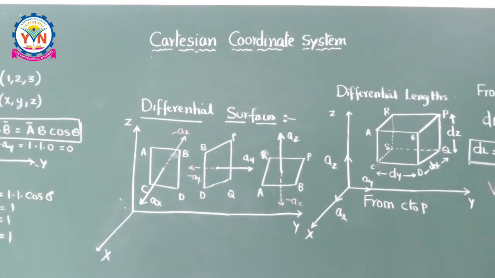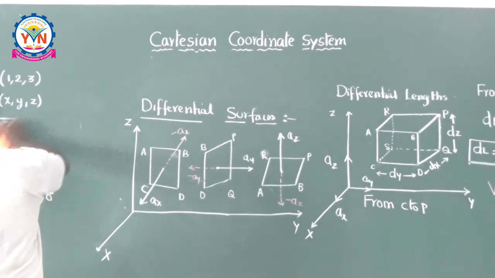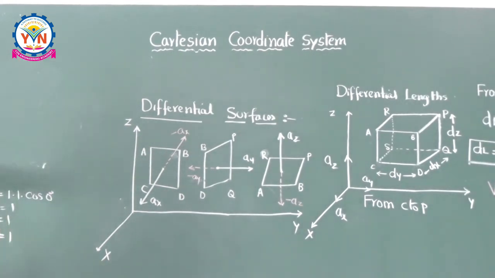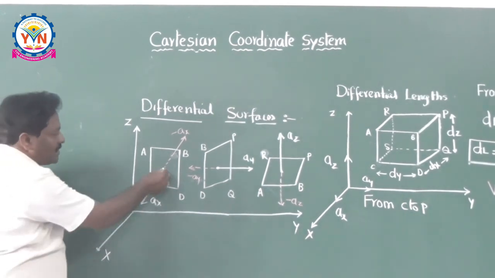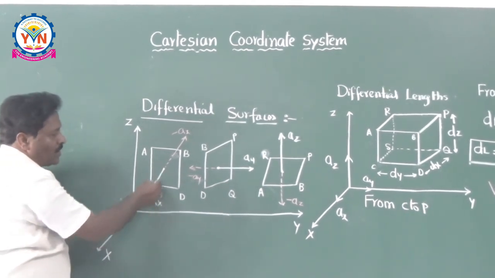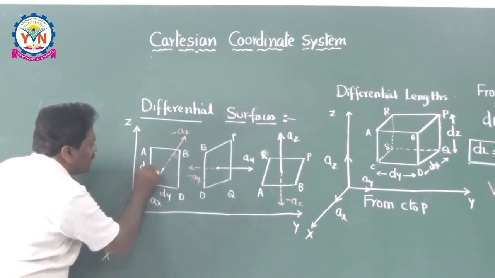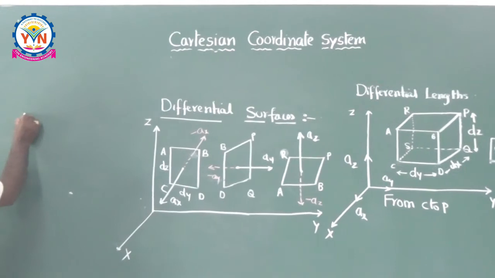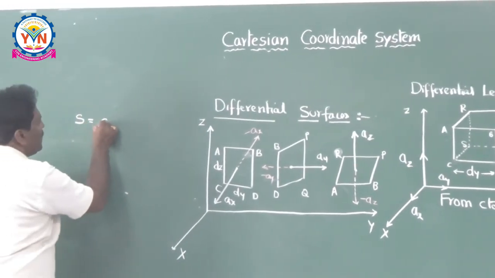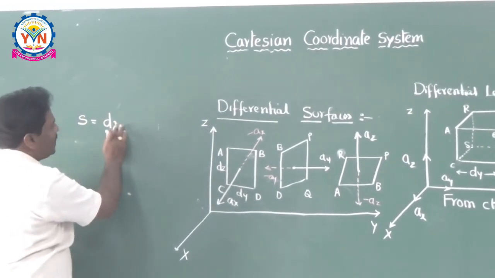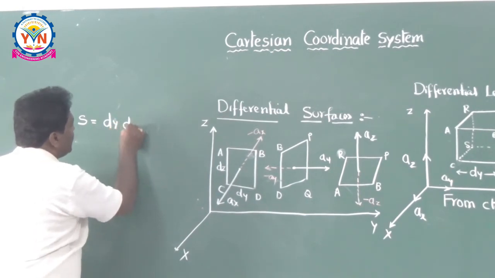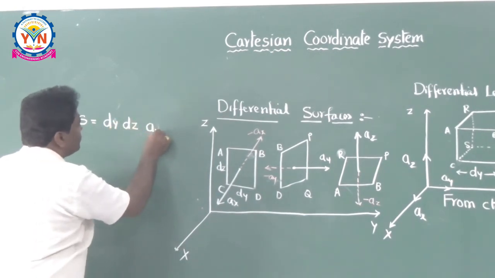Surface area S is equal to the product of length and breadth. That is nothing but the surface area. Now let us take the x direction. In the x direction, what is this one? It is dy. And what is the height? dz. So I can say surface area S is equal to dy into dz, in the AX direction.